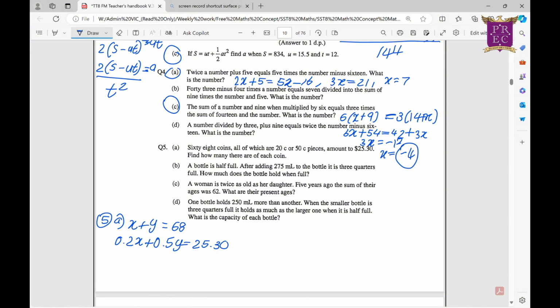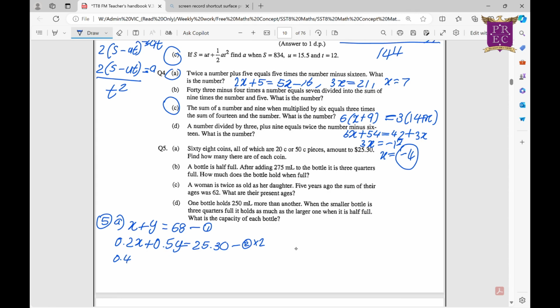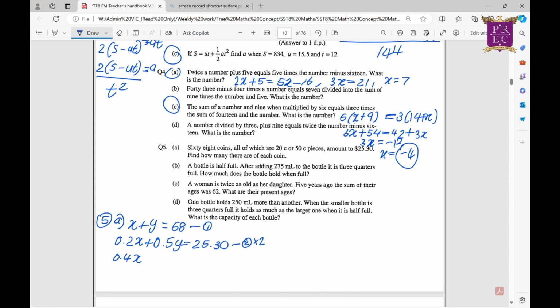To do that, what we can do is times the second equation by 2. That way, we can get an equation that has a full y instead of a half y. And then we can minus the second equation times by 2 by the first equation. Let's do the multiplication first. 0.2x times 2 gives us 0.4x, and then 0.5y times 2 gives us just y. That's how we got rid of the decimal.